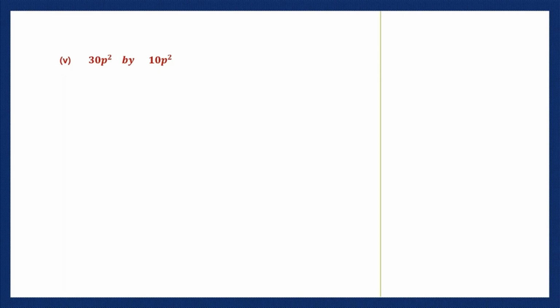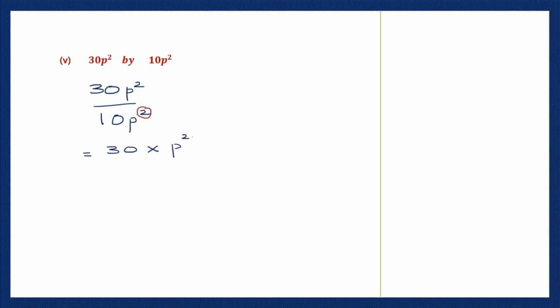Here we have 30p to the power of 2 by 10p to the power of 2. Question 5. 30p square by 10p square. So let's do that. 30p square divided by 10p square. So let's use the exponent law here. So this will be 30 into, now if I take p, here I have p to the power of 2, and below also I have p to the power of 2. And using the exponent law, we subtract the powers.